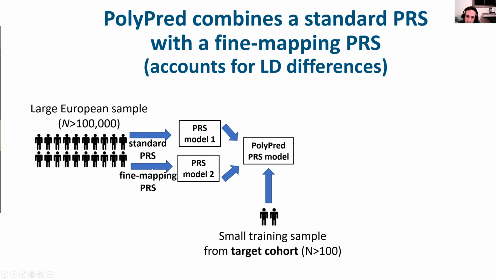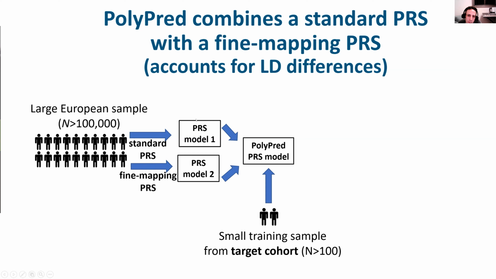And the second thing we did is we trained what we call a fine mapping PRS, which essentially does what I just described. We just ran basically thousands of fine mapping runs across the genome with lots of overlapping regions. And again, we just combined all of these results together, and then we had basically two different PRS models, or two different estimates of the effect size for the SNPs in the genome.